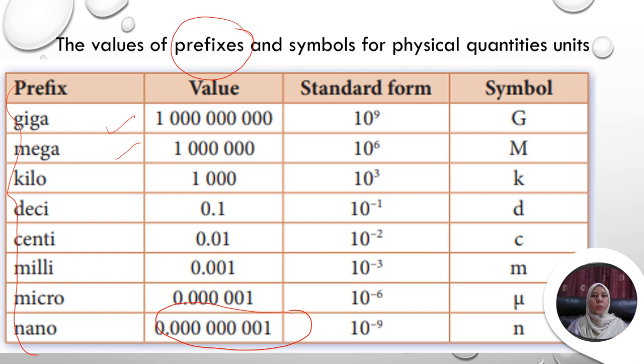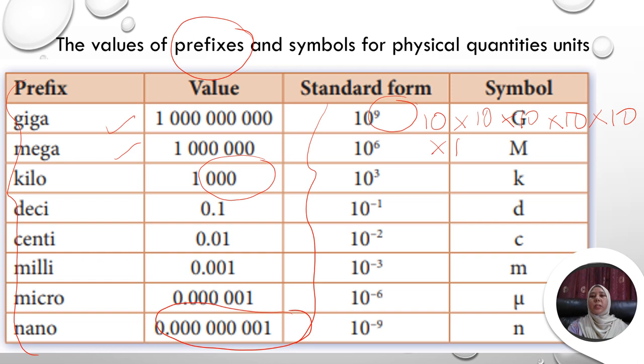What you students must know is the value for all the prefixes. For example, kilo, the value is 1000. So, you have to memorize all these values: giga, mega, kilo, deci, centi, milli, micro, and nano. And the standard form. What is meant by 10 to the power of 9? 10 to the power of 9 means you times 10 for 9 times. Then you get the value here.